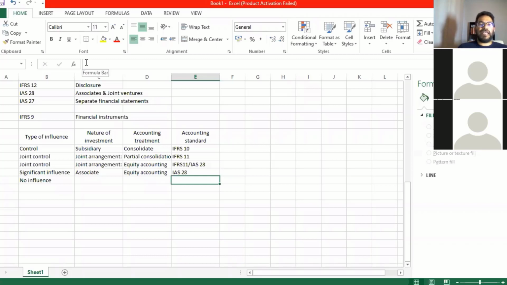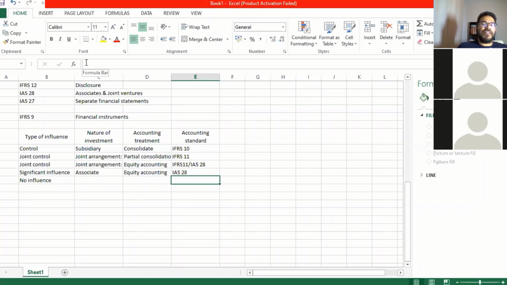But as you can see under the accounting standard, I have IFRS 11 as well as IAS 28. IFRS 11 tells you whether you have joint control, and that means you have a joint arrangement, and then it tells you what type of joint arrangement you have. Once it tells you that, it tells you what the accounting treatment is. So IFRS 11 will tell you that a joint venture needs to apply equity accounting. And the details of equity accounting are found in IAS 28.